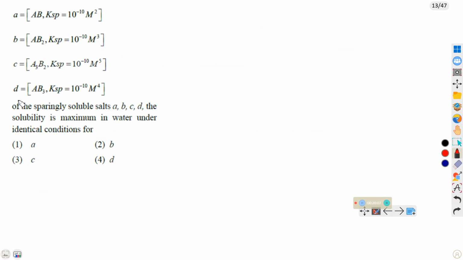A, B, C, D salts KSP values are given. Solubility is maximum in, first of all, given AB type of salt, KSP is equal to formula S square. If you want solubility, S is equal to square root of KSP, that is equal to square root of 10 power minus 10, 10 power minus 5.